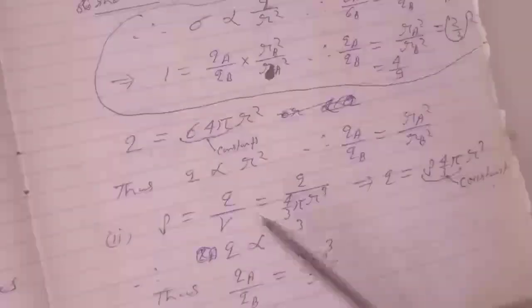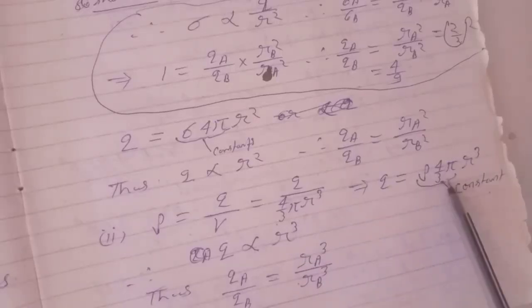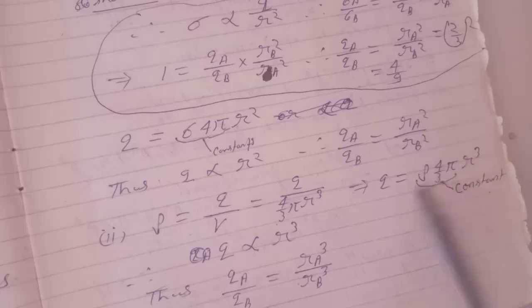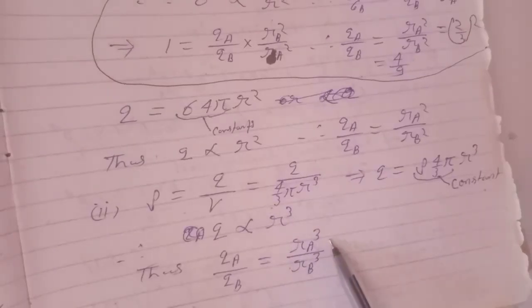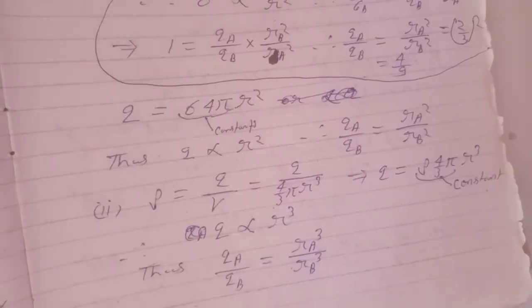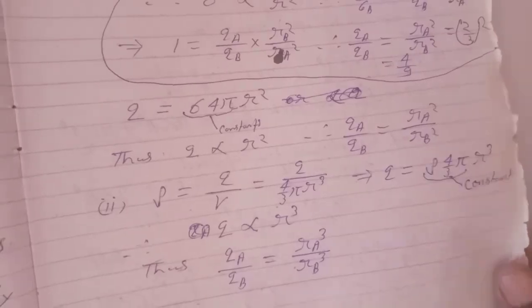Again, in this case rho equals Q by volume, or Q by 4/3 pi R cube. So Q equals rho into 4/3 pi R cube. This value is constant, so Q is proportional to R cube. So we can write QA by QB equals RA by RB to the whole cube, and get the respective value.